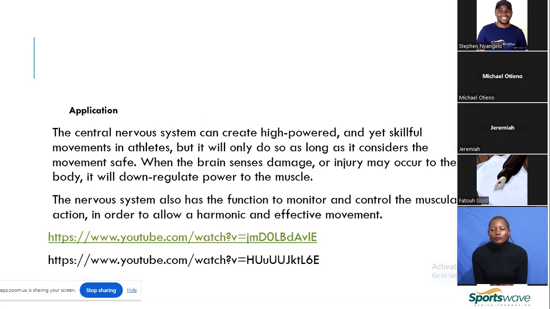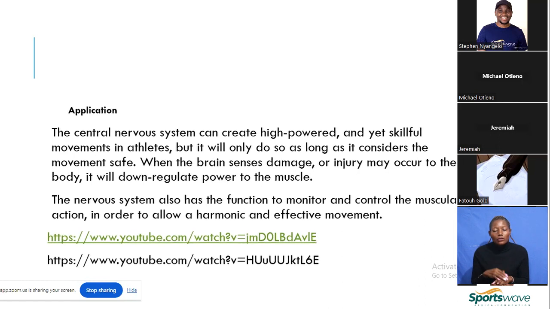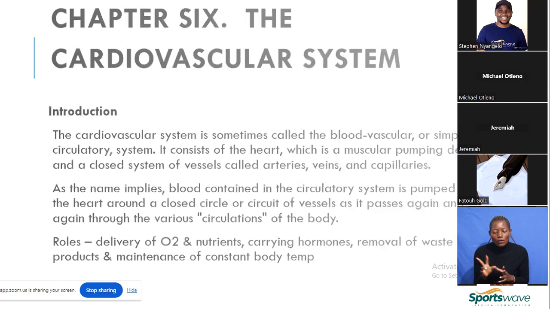Application: like I've said, the central nervous system is a messenger. It is a very, very important system in that it is the one controlling all these movements that we are talking about. It monitors and controls the muscular action so that you're able to have harmonic and effective movement in the body. Again, there are 2 links there on YouTube for you to go and watch.